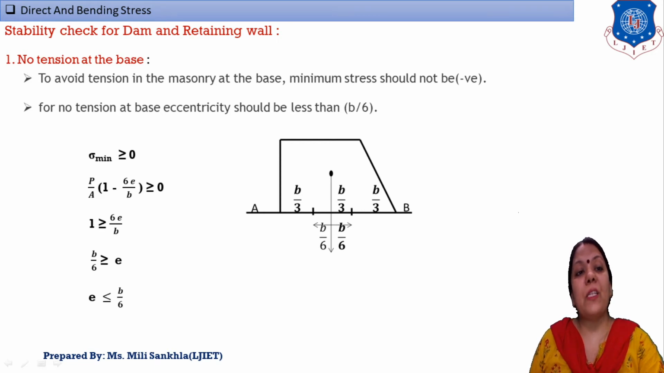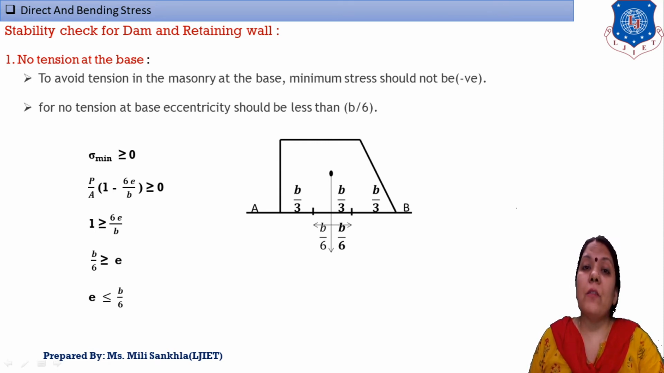For that, we satisfy the condition of no tension at the base. First of all, to avoid tension in masonry at the base, minimum stress should not be negative. That means there are two possibilities. The first possibility is sigma minimum greater than 0 or sigma minimum equal to 0. Here I take sigma minimum greater than or equal to 0, because from this relation we prove no tension at the base. What is the condition? This I will explain later. First of all, we derive this.